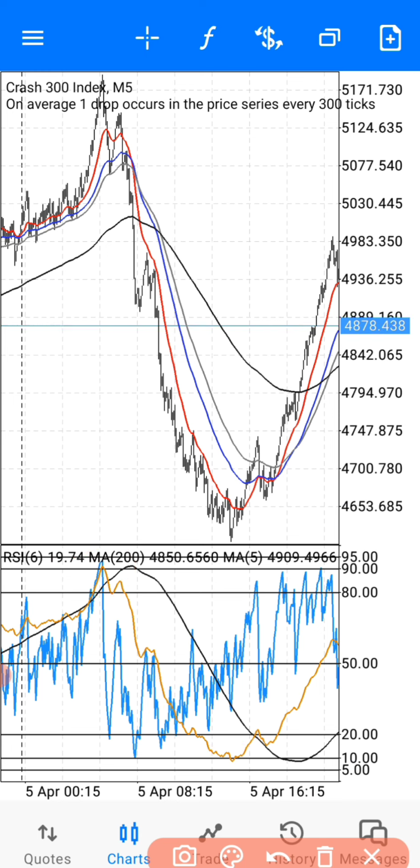As soon as it hits this 10 level, and this one also traveled down and also hit this level, it means that something was about to happen. It was going to start buying. And I'm going to show you how you can balance the both of them together.